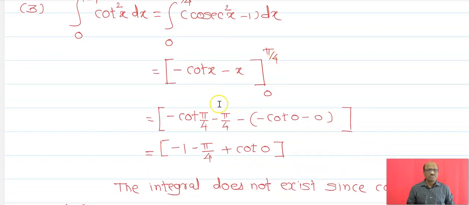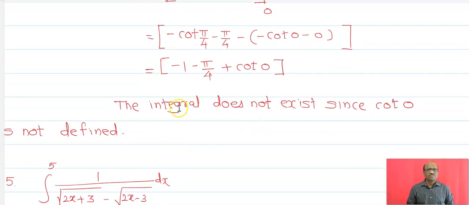Now again substitute upper limit minus lower limit. That is minus cot of pi/4 minus pi/4, minus (minus cot of 0 minus 0). Cot of pi/4 is 1. Here it is minus 1 minus pi/4, and cot of 0. But cot 0 is not defined. Therefore the integral does not exist, since cot of 0 is not defined. Now we'll see the next example.